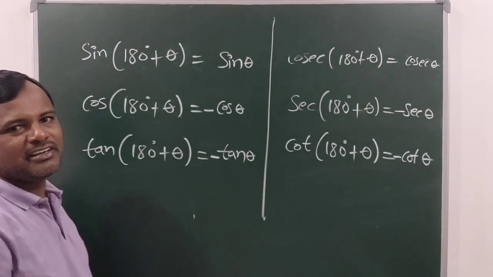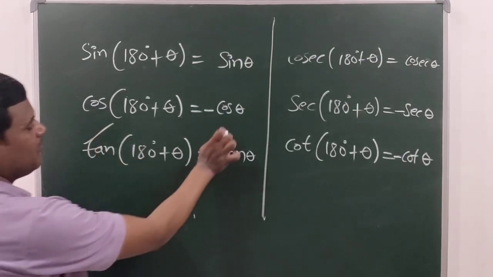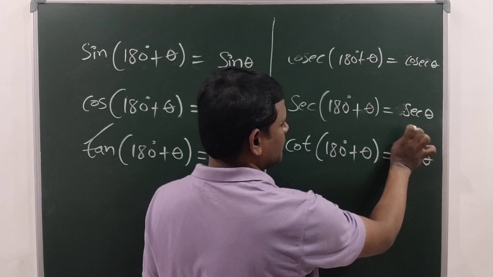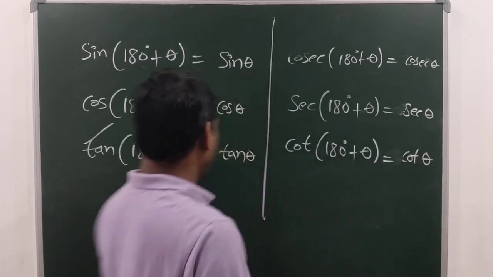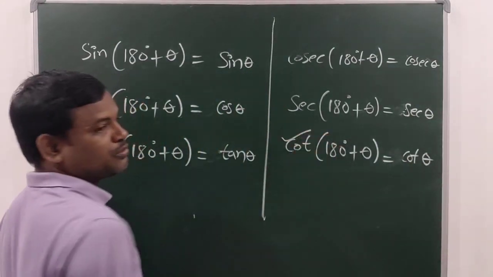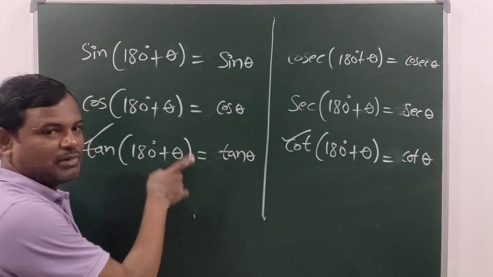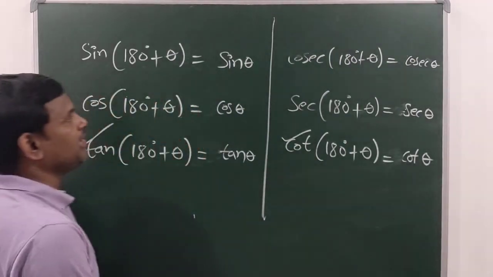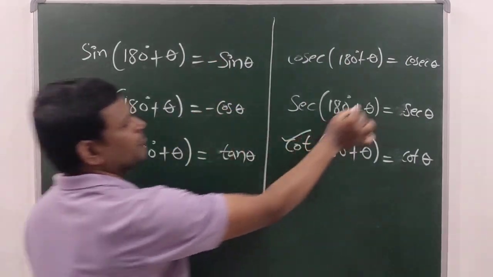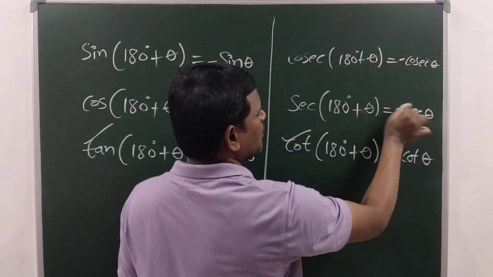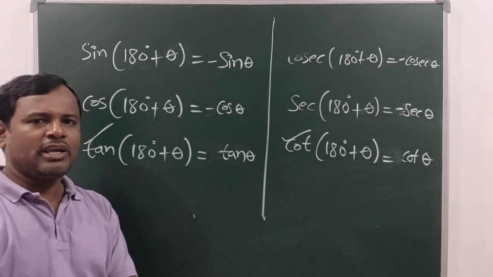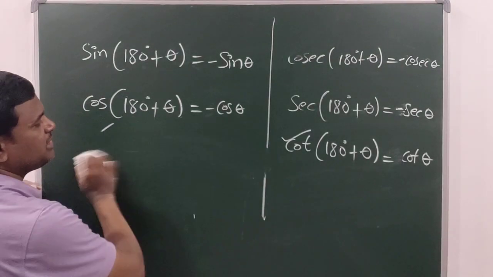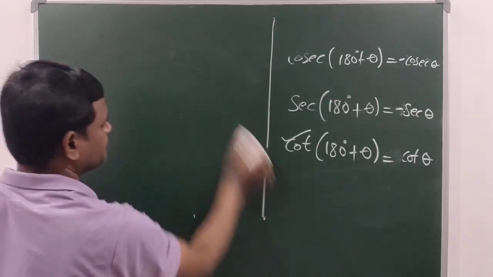In the third quadrant, tan and cot are positive. 180 plus belongs to the third quadrant. In the third quadrant, as we know, tan and cot are positive. Remaining all are negative. Right. Now let us go to 270 minus theta, 270 plus theta.